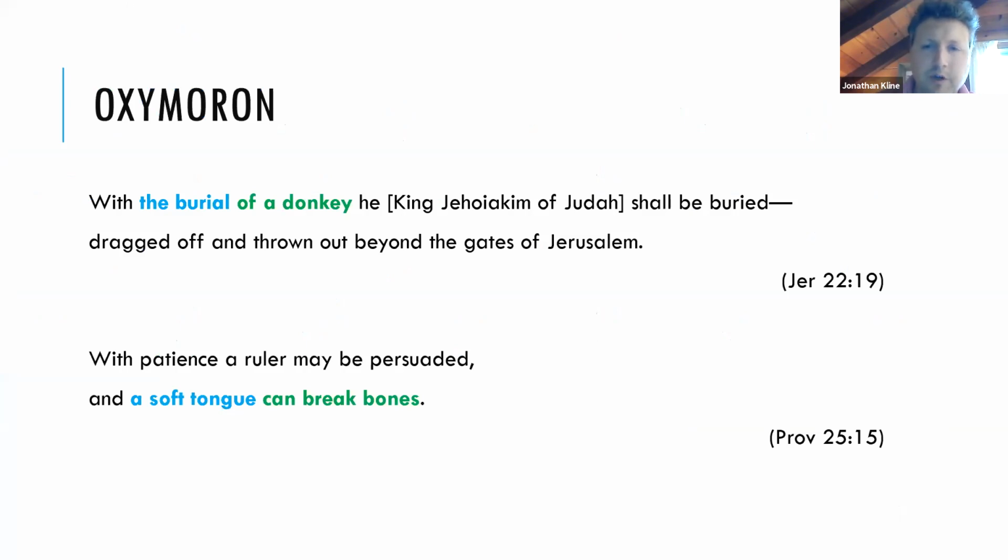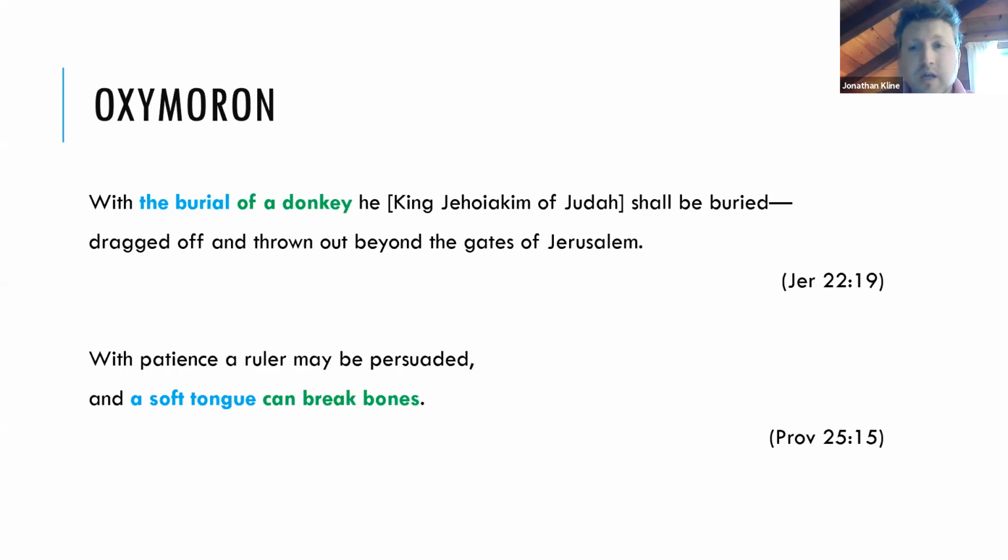An example is in Jeremiah 22:19. With the burial of a donkey, he, that is King Jehoiakim of Judah, shall be buried, dragged off and thrown out beyond the gates of Jerusalem. So especially if we're reading this quickly, we might say, oh, the burial of a donkey, okay, I don't see the oxymoron there. Oxymoron is basically where you have two items that are either opposite or kind of polar in nature that are juxtaposed in order to create a striking contrast or surprise.